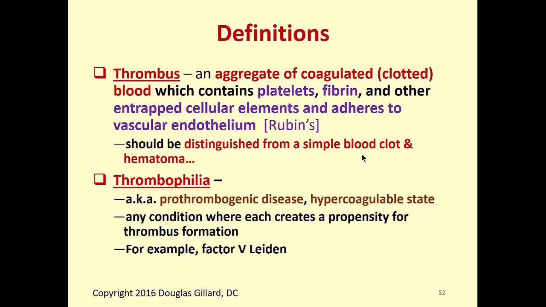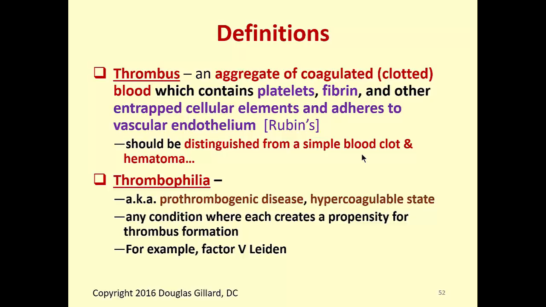Thrombus, what's a thrombus then? Well, the process of thrombosis forms a thrombus. So it's not quite an AKA for a blood clot, even though it's thrown around very loosely. It's a little different. It's an aggregate of coagulated blood. So a blood clot starts, but then it goes further. It contains platelets and fibrin, that's the big one, and other trapped cellular elements. So that's what makes a thrombus. It's more dense. It has more different types of cells than a blood clot.